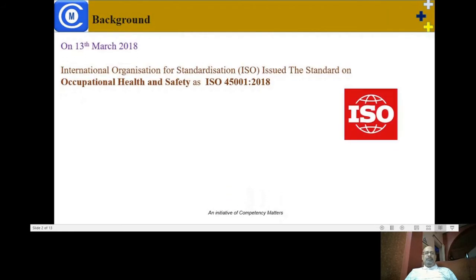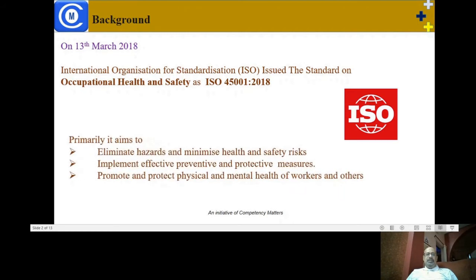So, background of ISO 45001:2018. On 13th March 2018, ISO for the first time published a standard on occupational health and safety as ISO 45001:2018. The aim of this standard is basically to eliminate hazards and minimize health and safety risk, implement effective preventive and protective measures, particularly in the workplace, and promote and protect the physical and mental health of workers and others.